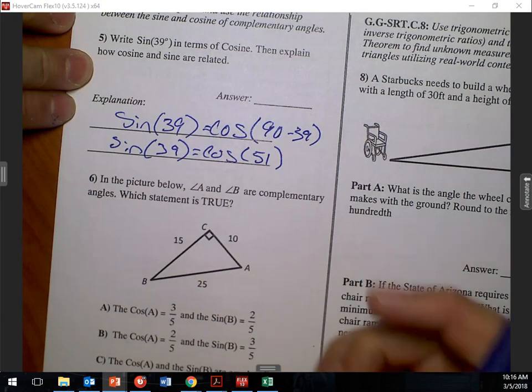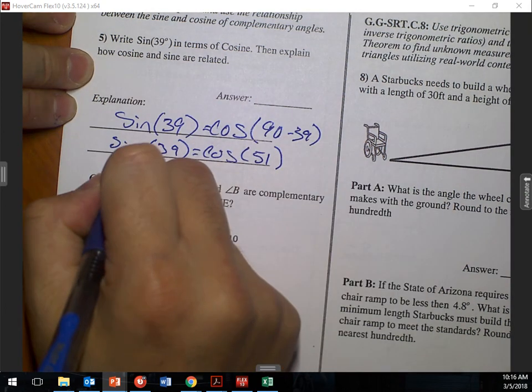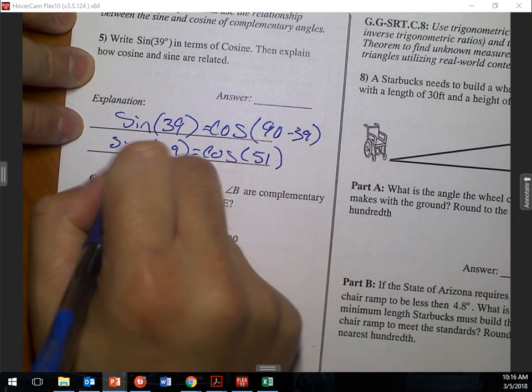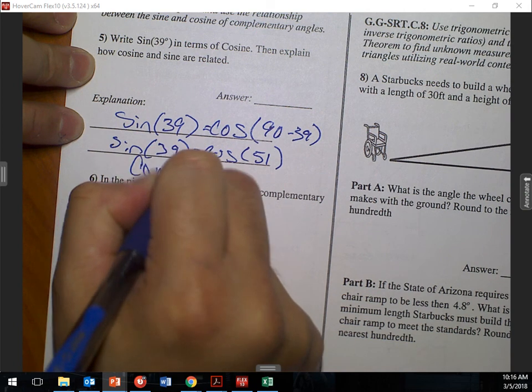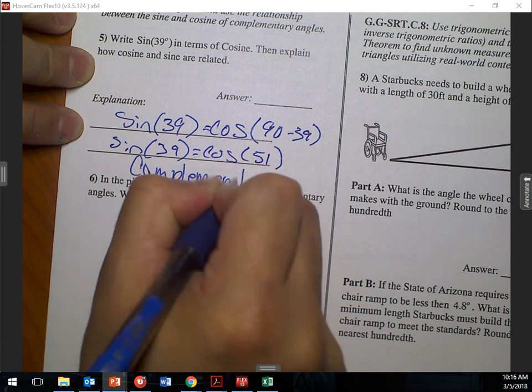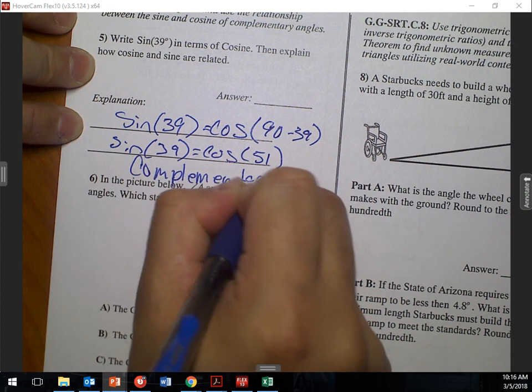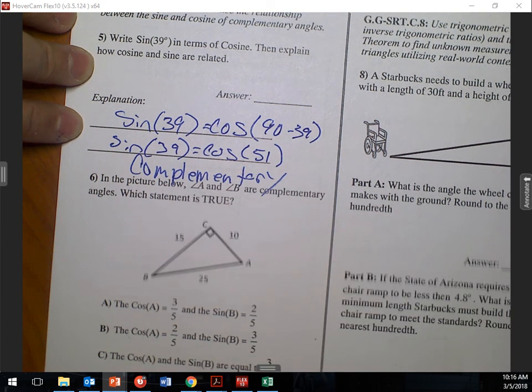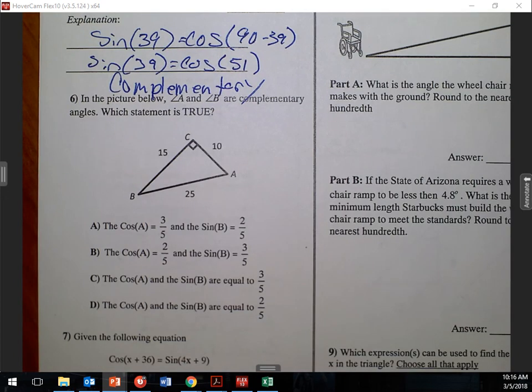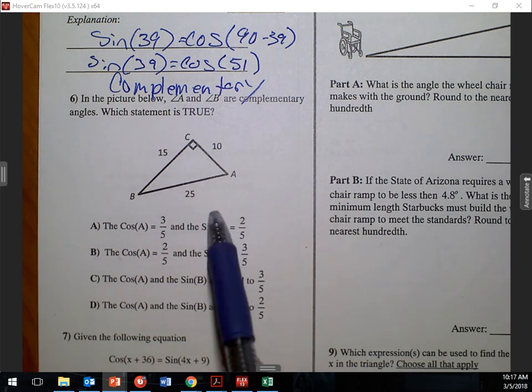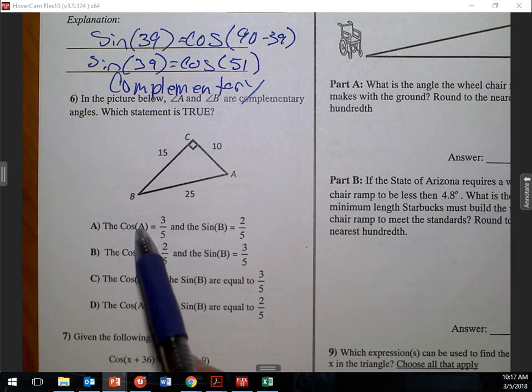Okay, explain how they're so. Can I get a paleta for that? A what? Never mind. So they're complementary. About time. You take too long. I was 4 minutes. Okay.